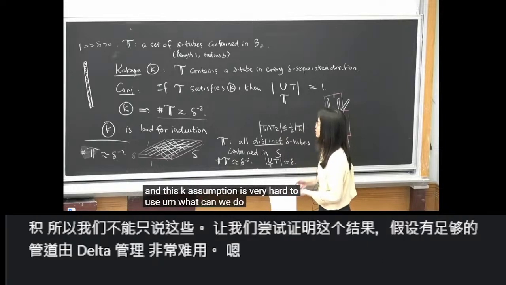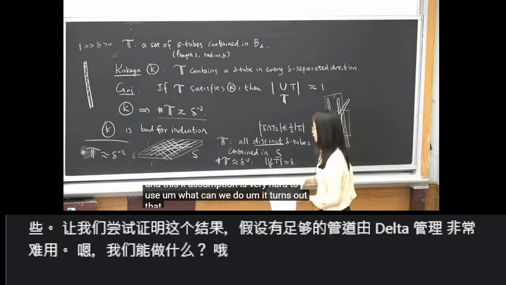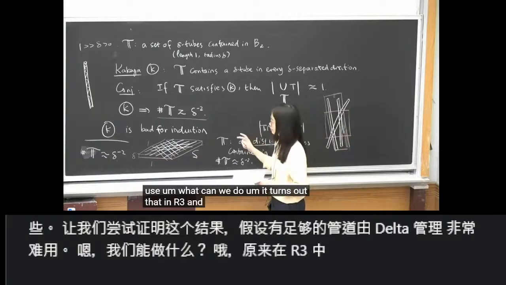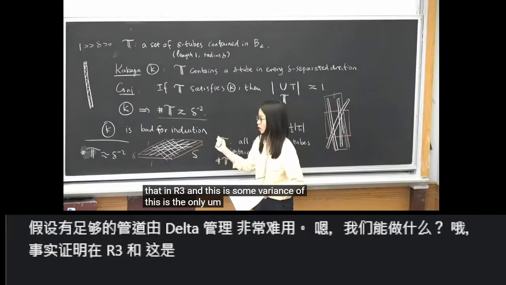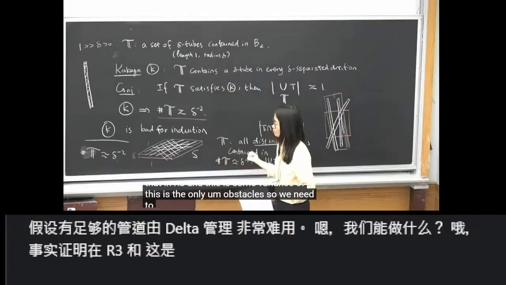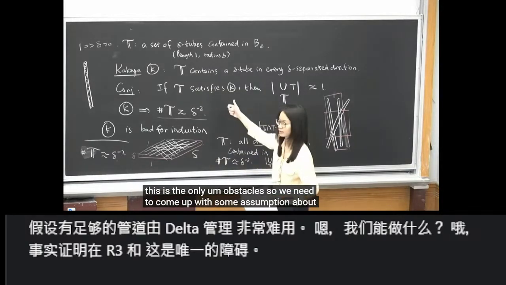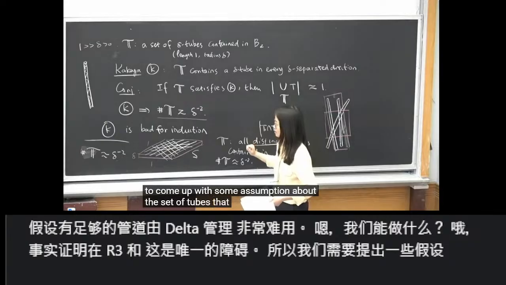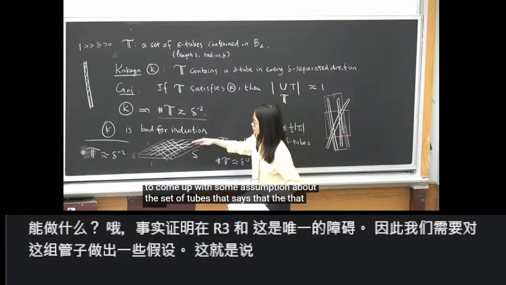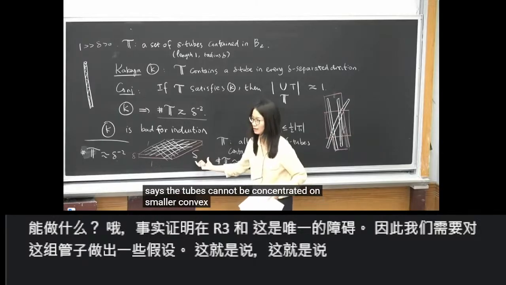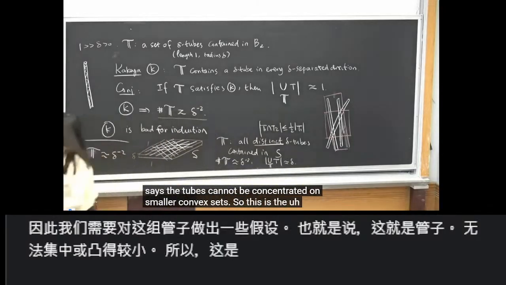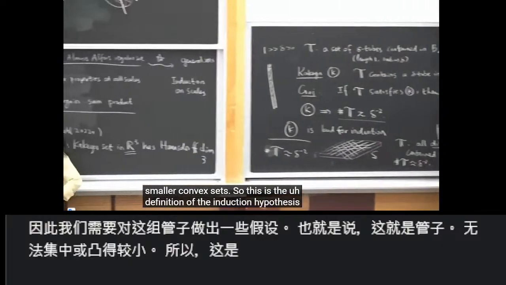What can we do? It turns out that in R3, some variance of this is the only obstacle. So we need to come up with some assumption about the set of tubes that says the tubes cannot be concentrated on smaller convex sets. So this is the definition of the induction hypothesis we are going to use.